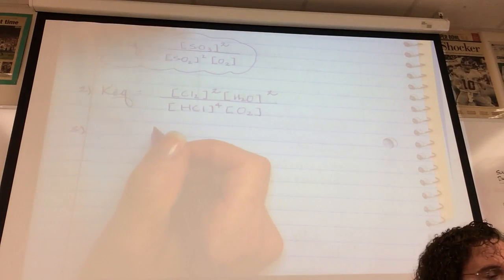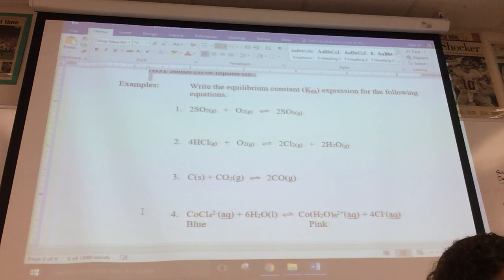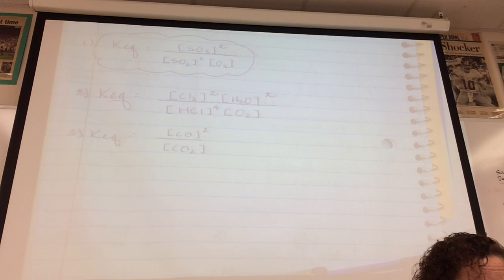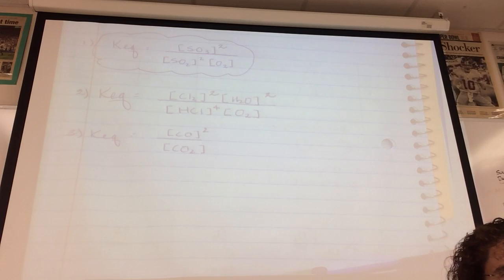All right, for number 3, well, you can, but what don't you include? You don't include the carbon, which is the solid. So the product is carbon monoxide raised to the power of 2, and you just put that over carbon dioxide. You don't include the carbon because it's a solid. It's still part of the balanced equation, but it's not part of the KEQ expression because its concentration doesn't change, so we're not going to include it.